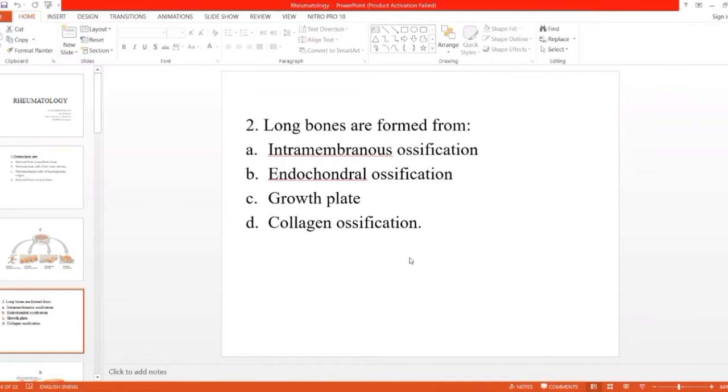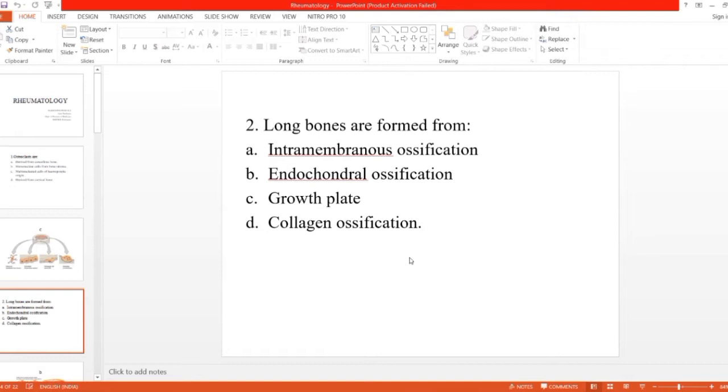Regarding the other options, intramembranous ossification is concerned with the flat bones. Flat bones are derived by intramembranous ossification. Endochondral ossification leads to the formation of long bones. Chondral means cartilage, so long bones are formed from the cartilage. Flat bones are derived from intramembranous ossification, that is, from the mesenchymal tissue.